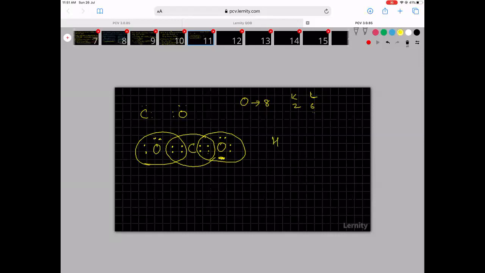Hydrogen has 1 electron in the outermost shell. Chlorine has 7 electrons in the outermost shell. So chlorine and hydrogen will share 1 each. So hydrogen will also get helium configuration, chlorine will also get noble gas configuration. So this is the reason why compounds are formed. Here compounds are being formed by sharing of electrons.